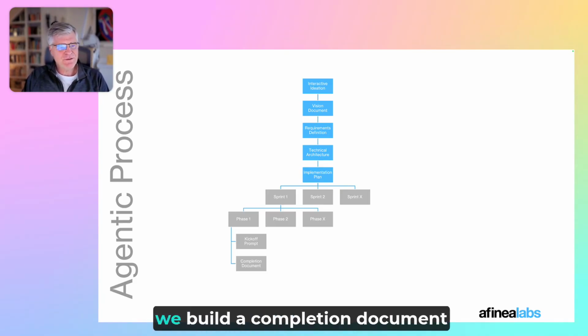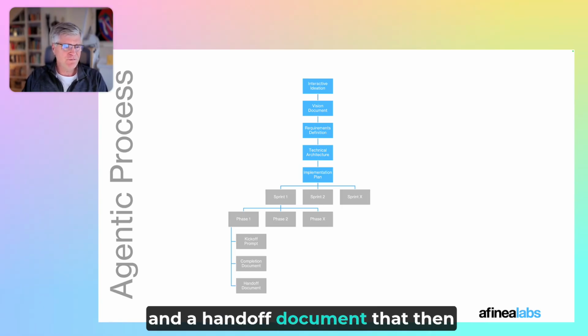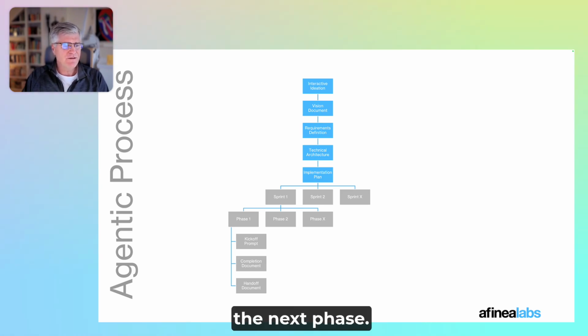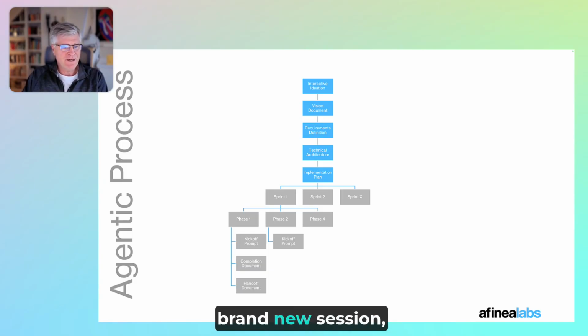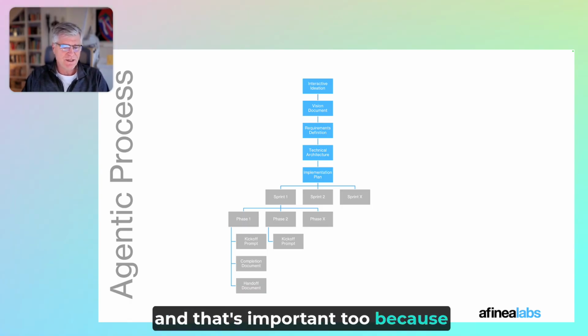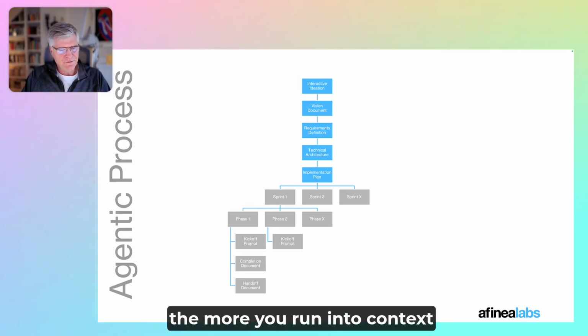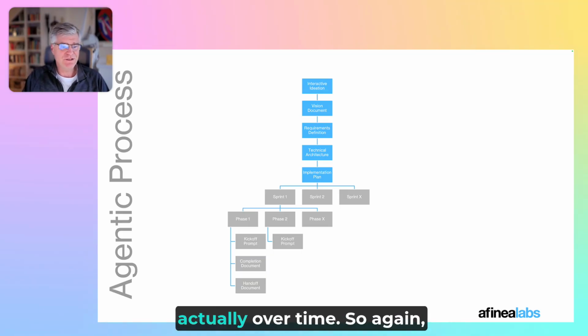At the end of the phase, we build a completion document which summarizes everything that's been done, lessons learned, and so on, and a handoff document that then goes to the next agent in the queue that is going to begin the next phase. That agent starts with a kickoff prompt in a brand new session. That's important too, because the longer you run these sessions, the more you run into context window exhaustion, and that gets quite dangerous over time.